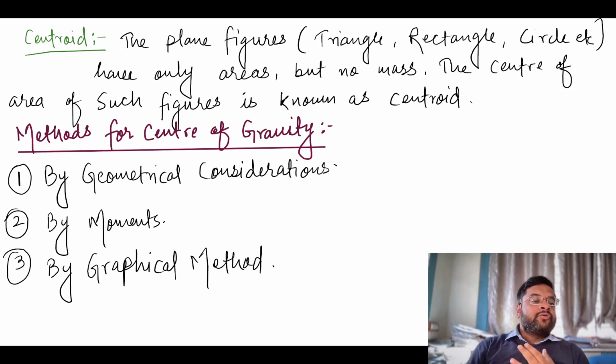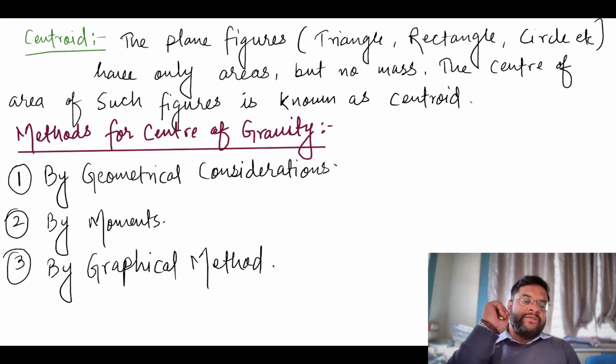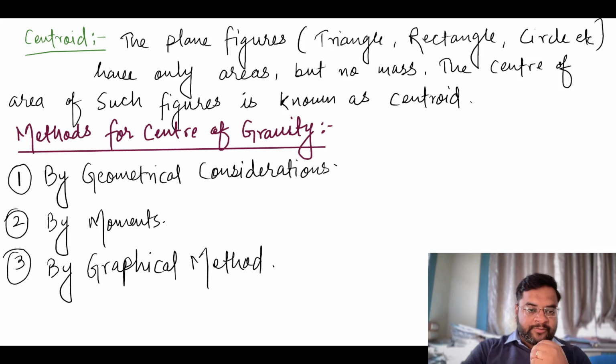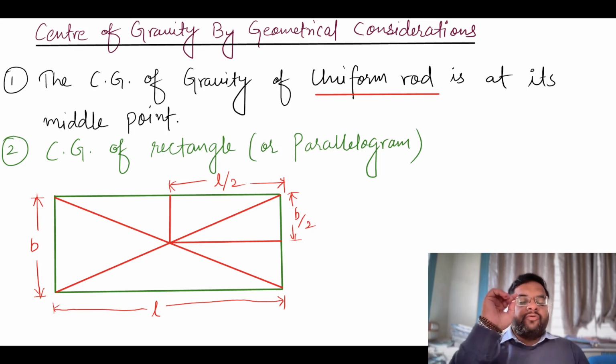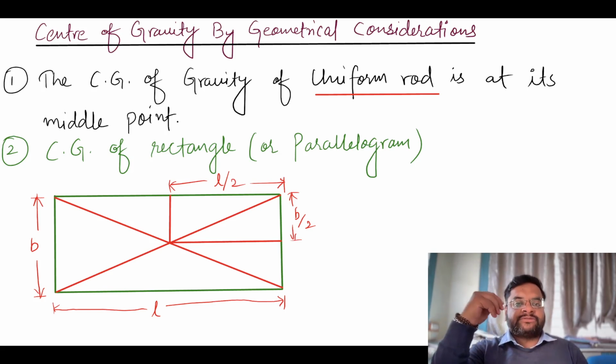Now we are going to discuss the methods for finding the center of gravity. The first method is by geometrical consideration, the second is by moments, and the third is the graphical method. We will discuss the first method, center of gravity by geometrical considerations. In this topic we discuss figures whose geometry is well defined, like rectangles, triangles, and circles, and their centers of gravity are known. How do we find them?